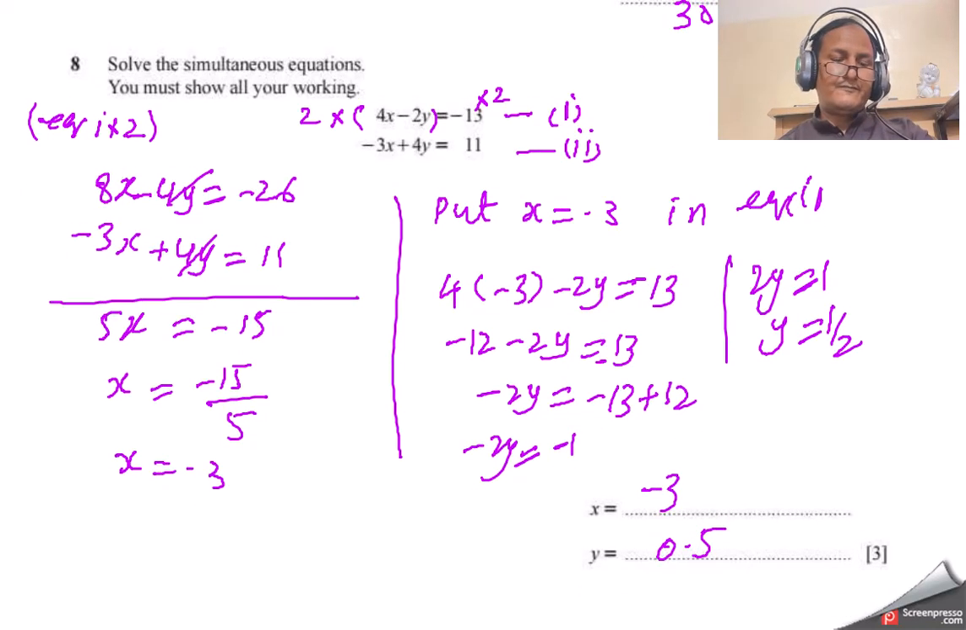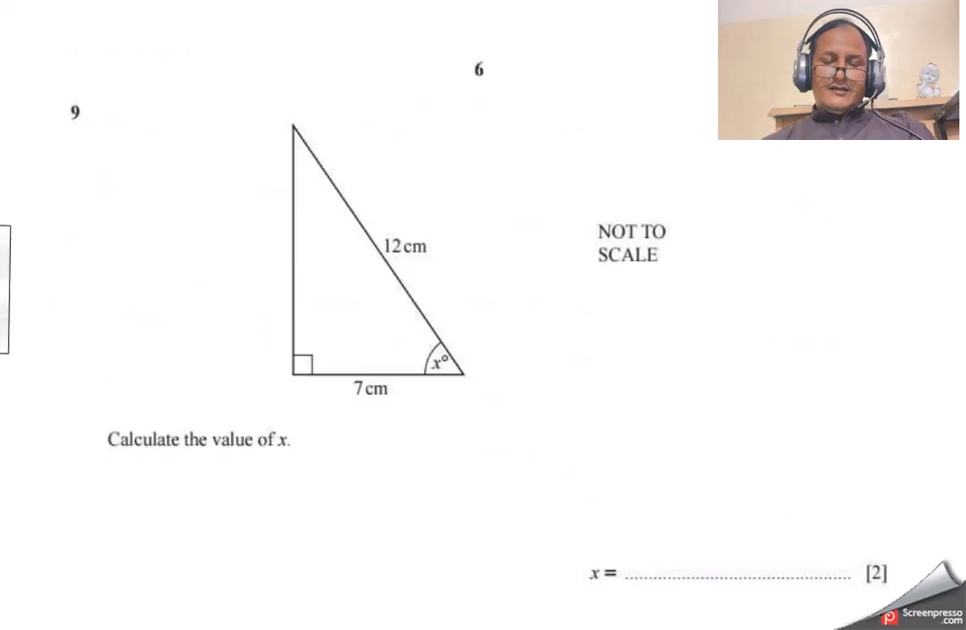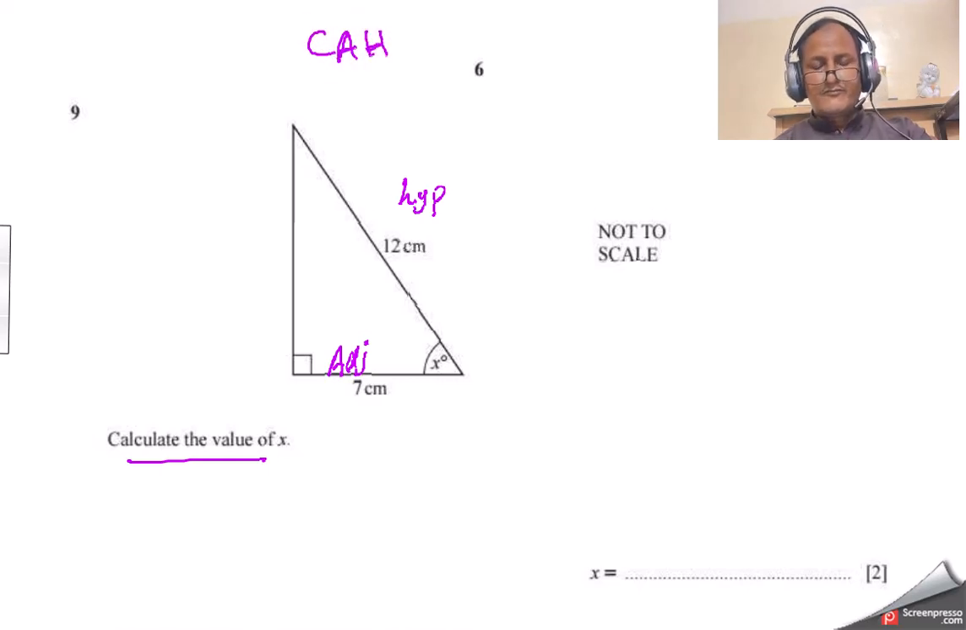Okay, now we have another question, question number 9. Calculate the value of x. We have the right angle triangle over here, and we're supposed to use the trigonometrical ratios. We have the adjacent and the hypotenuse given, so we're supposed to use the cos ratio. Cos x equals adjacent over hypotenuse.